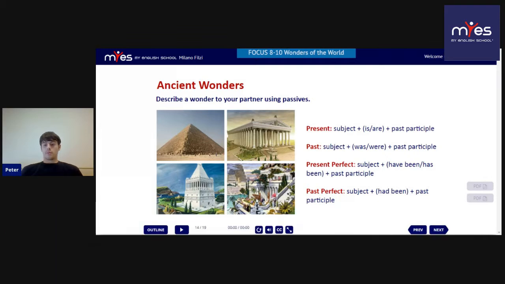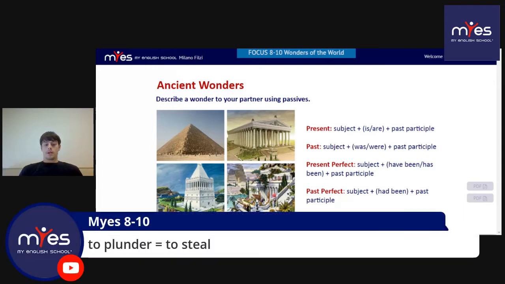We also saw some new vocab. For example, to plunder. To plunder is to steal or to take without permission.